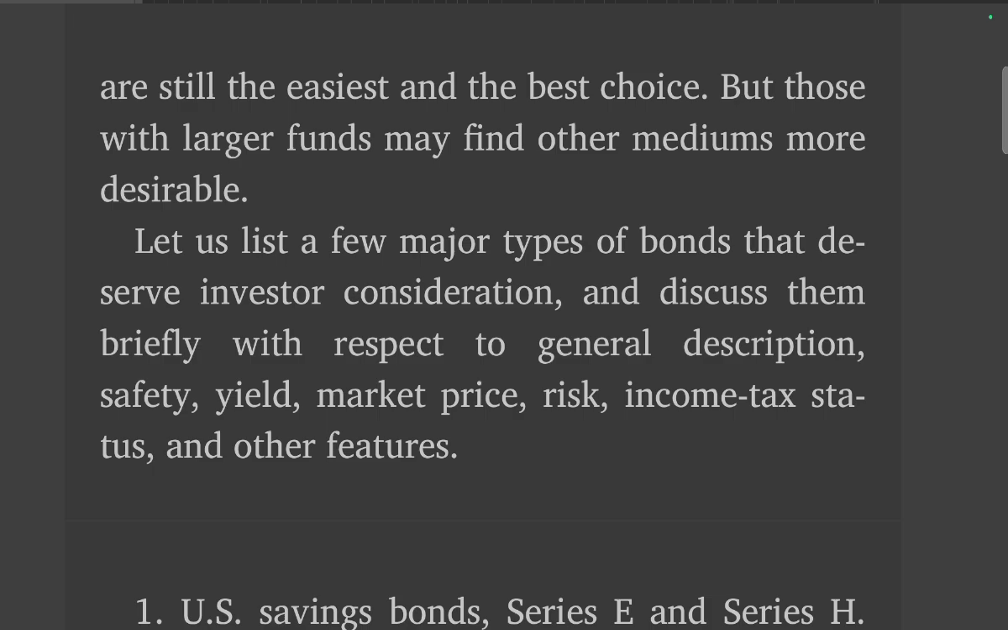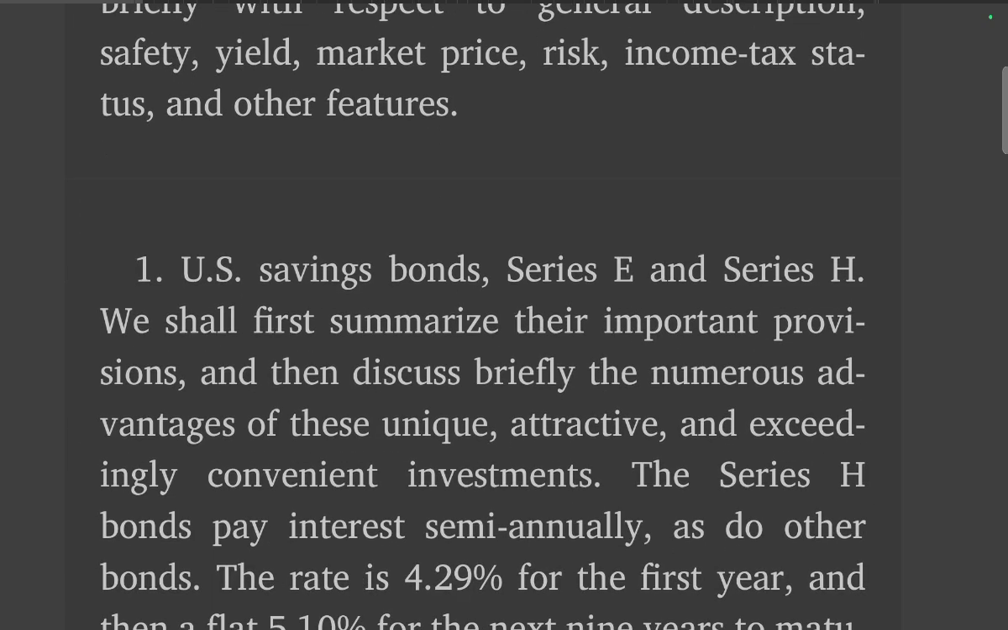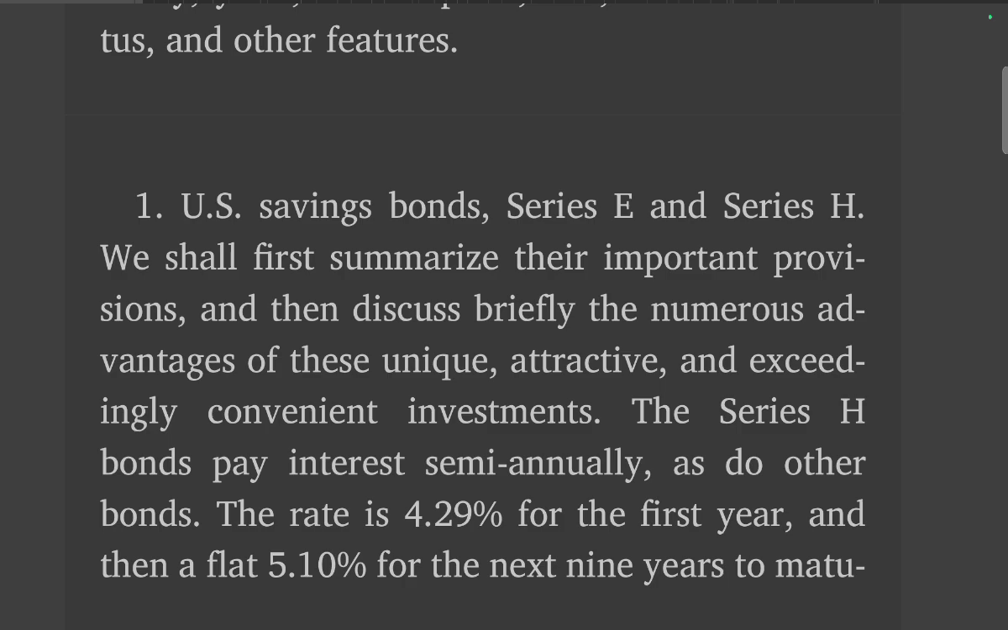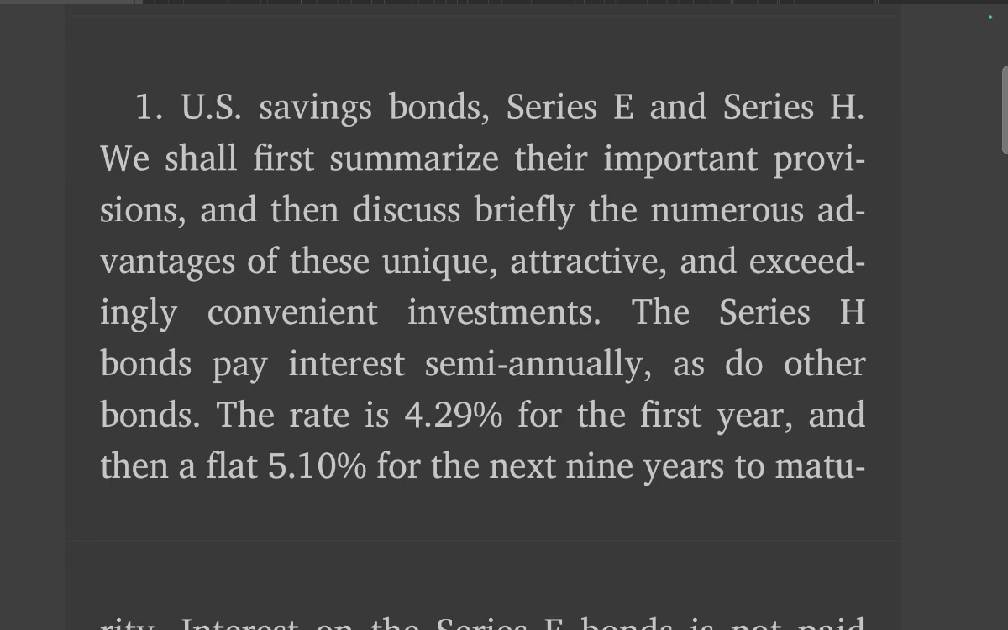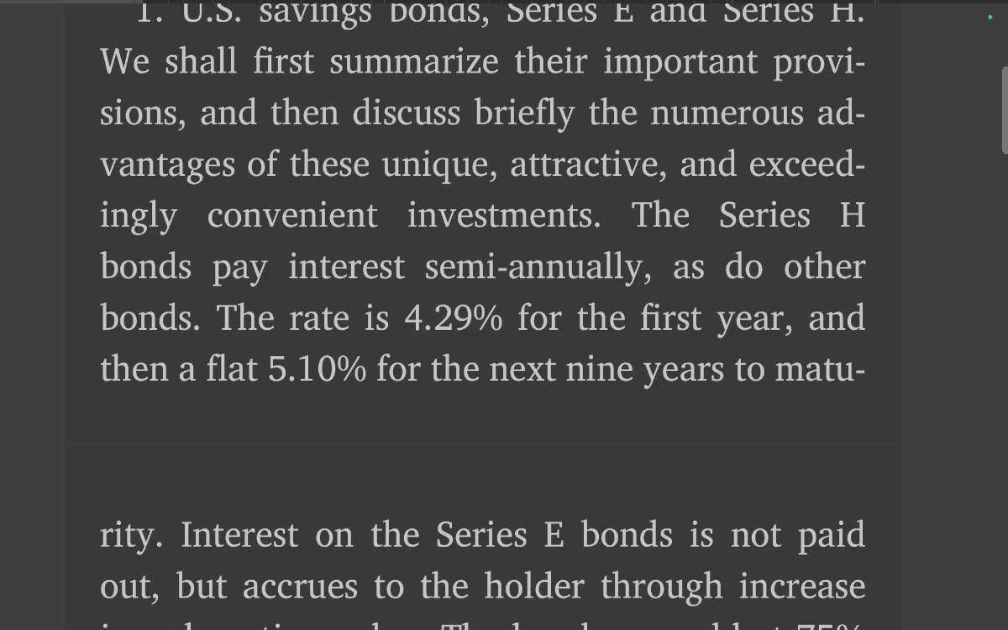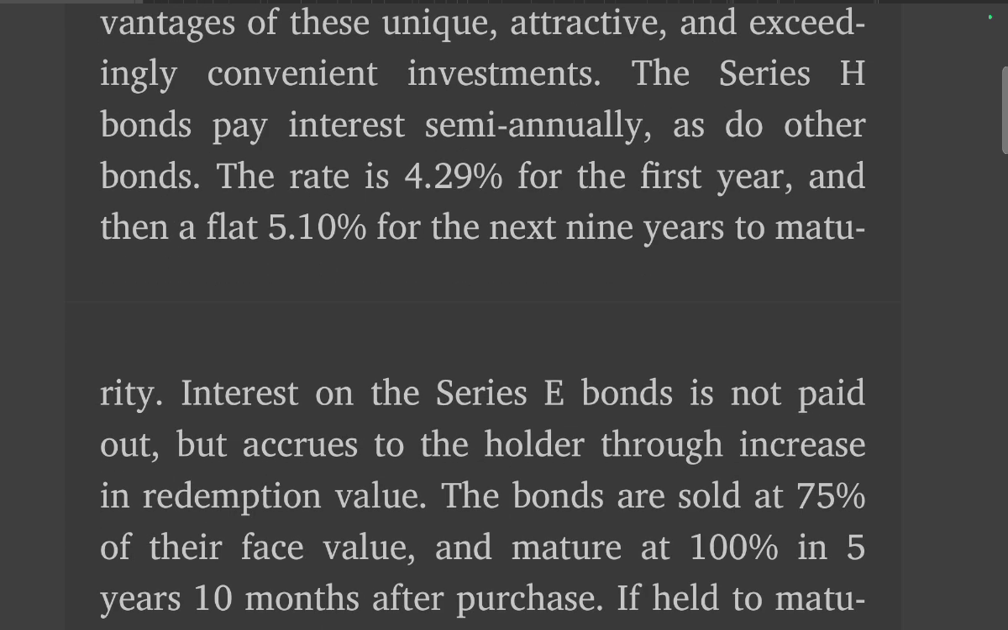Let us list a few major types of bonds that deserve investor consideration and discuss them briefly with respect to general description, safety, yield, mid-market safety yield, market price, risk, income tax status, and other features. One, the US savings bonds, Series E and Series H. We shall first summarize the important provisions and discuss briefly the numerous advantages of these unique, attractive, and exceedingly convenient investments. The Series H bonds pay interest semi-annually, and the rate is 4.29% the first year, and a flat 5.10% in the next years to maturity.